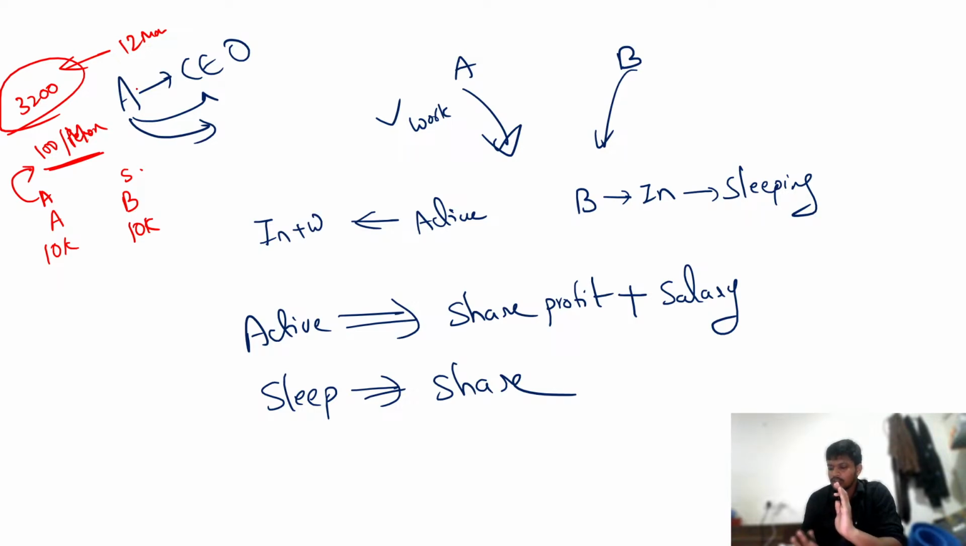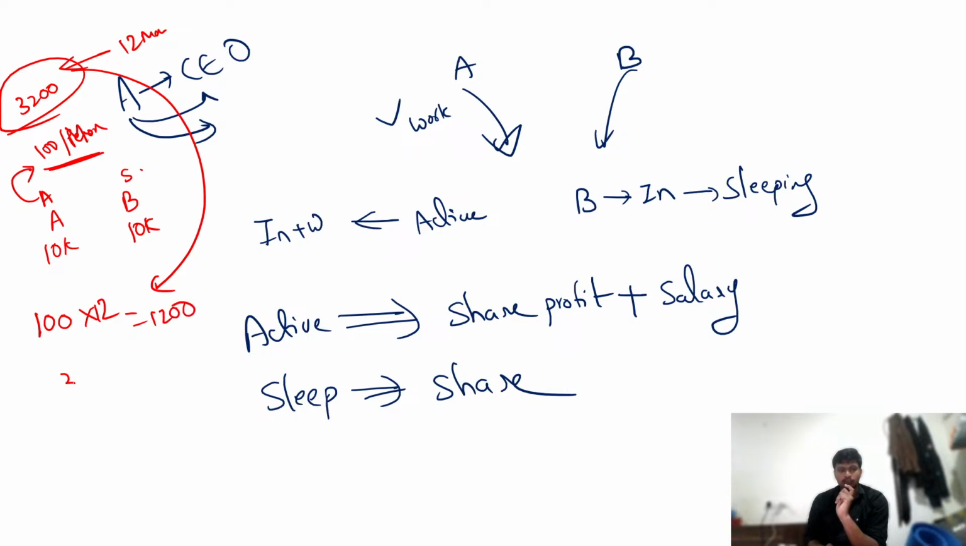Now, how are you going to divide the profit? See, first from this profit, you have to take out the salaries. A is working, we have to give 100 rupees per month, means for 12 months, we have to give him 1200 rupees salary. So, from this profit, 3200 minus 1200 is 2000. So you have to first give this 1200 to A. From this remaining profit, you have to divide between A and B.